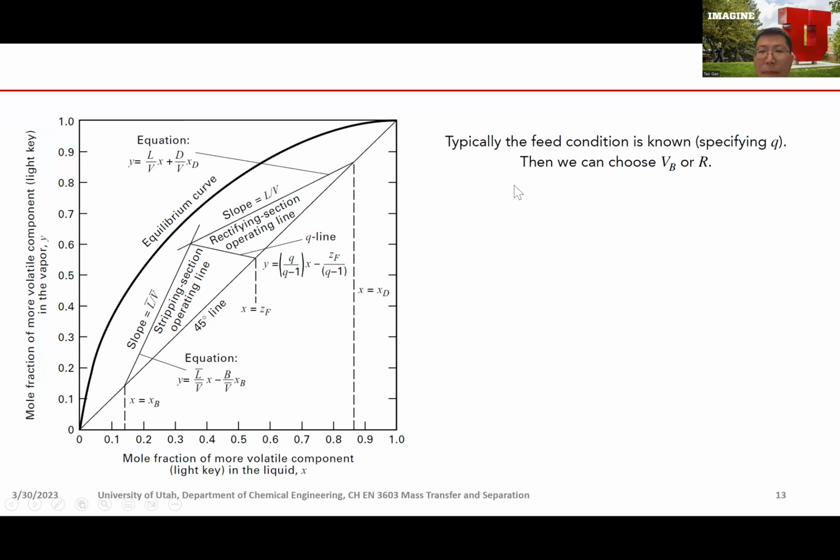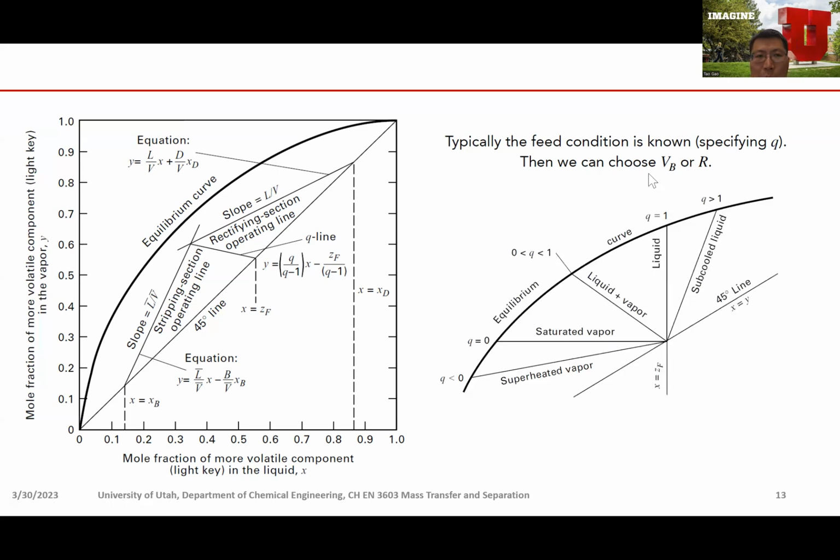So then the slope is given, and the reboil ratio is also given. In other words, for q, VB, and R, once we know two of them, we can find the third one. In this case, we know the feed condition that gave us this line, and we know the reflux ratio that gave us this line. Then we can find this line and then find VB. And the slope of the q line depends on the feed condition.